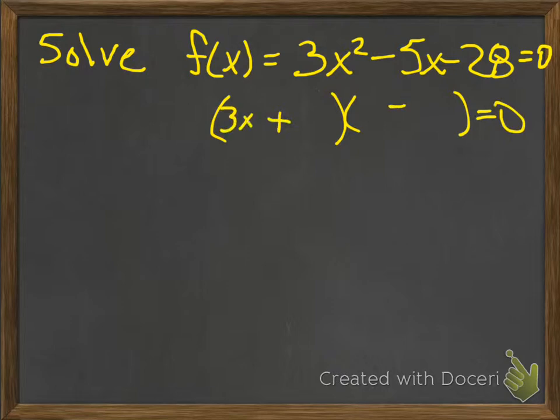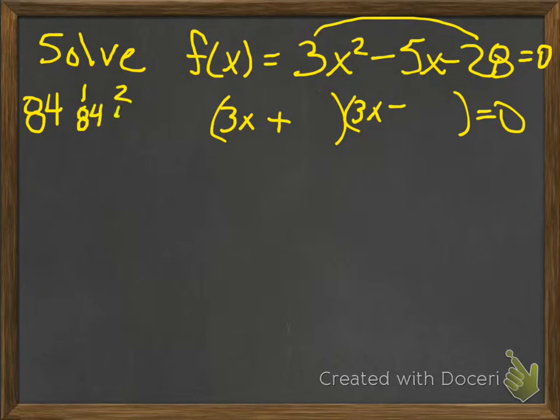Then you multiply the 3 times 28, and you will get 84. Find all your factors of 84. You should have 1 and 84, 2 and 42, 3 and 28, 4 and 21, 5 doesn't work, 6 and 14, 7 and 12. 7 and 12 is the one you're going to use because that one subtracts to give you a negative 5. It should be in the order of 7 minus 12.